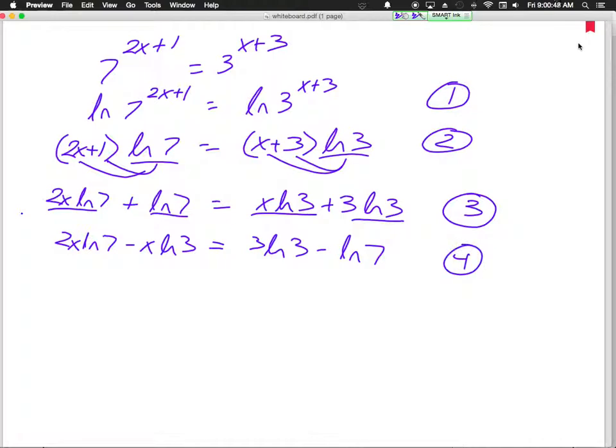So that's step 4. Step 1 is natural log of both sides. Step 2 is move the exponents. Step 3 is distribute. Step 4 is get the x's together on the left, everything else on the right. Step 5. Nicholas, did you have something to say? No? Okay.